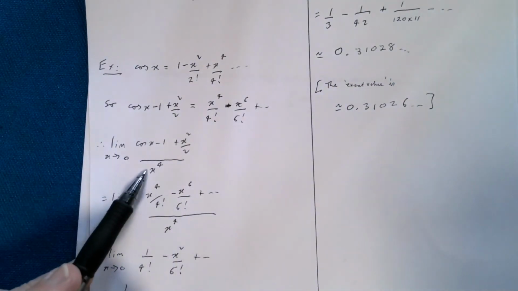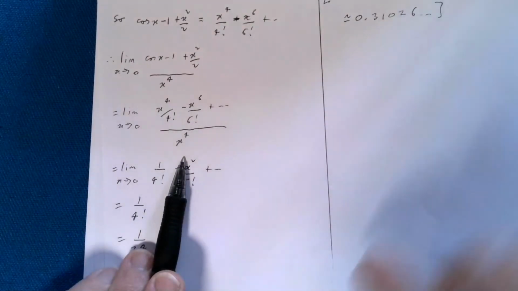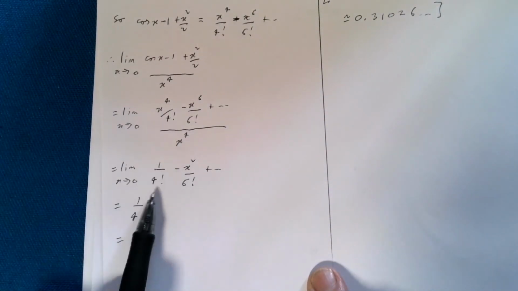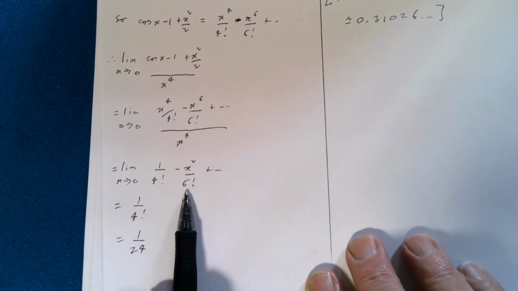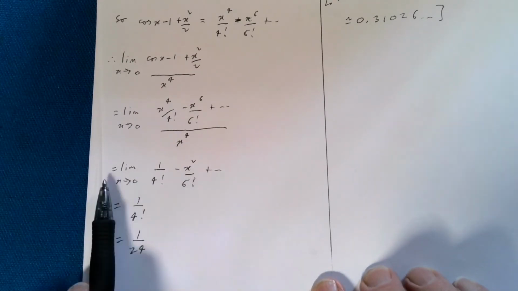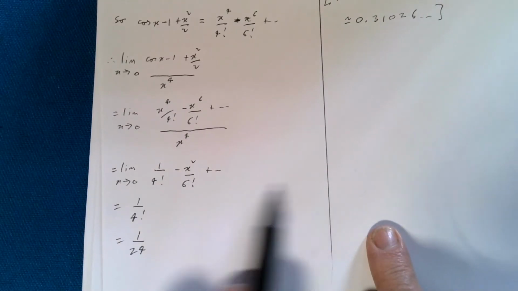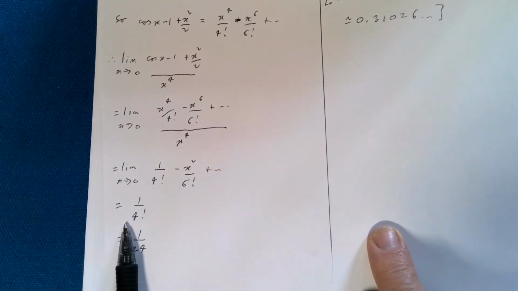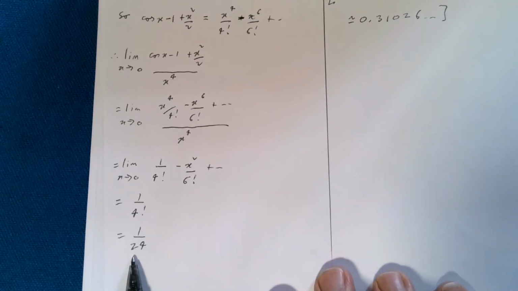And I'm dividing this by x to the 4th. When I divide this term by x to the 4th, I get 1 on 4 factorial. This divided by x to the 4th is x squared on 6 factorial, plus and so on. And now I'm taking a limit as x goes to 0. So all of these terms vanish, and I'm just left with 1 on 4 factorial. And of course 4 factorial is 4 times 3 times 2, which is 24. So there's a little application of series to find limits.